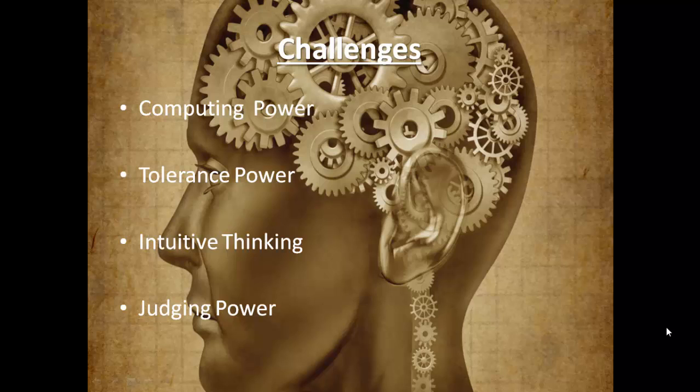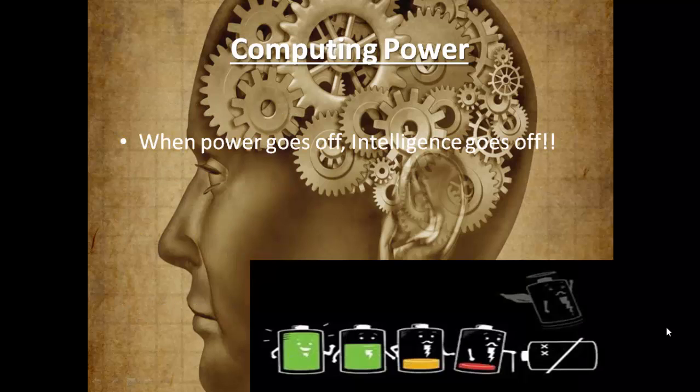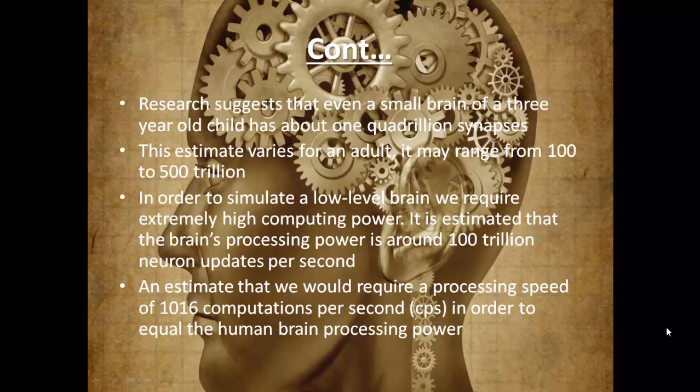So the first one is computing power. We all know when power goes off, intelligence goes off. Machines need power to operate. Research suggests that even a small brain of a 3-year-old child has about 1 quadrillion biological processes. This decreases with age and gets saturated after reaching adulthood. So, in order to simulate even a low-level brain, we require extremely high computing power.